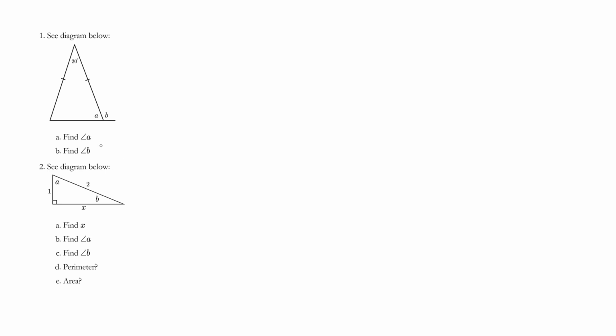Okay, so let's find angle A. This is an isosceles triangle. We know that because these two dashes mean that the sides are the same length. And in isosceles triangles, the two angles are also the same. So this is A.